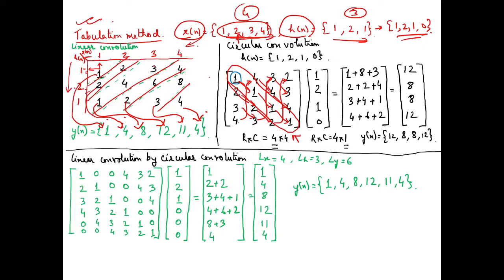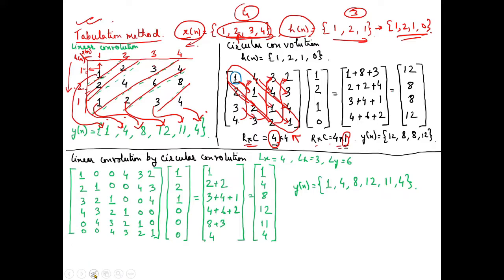We are having row by column of 4 by 4, and if you see h[n], we are having row by column 4 by 1. So what should be our matrix size? It should be 4 by 1. So you do the calculation.